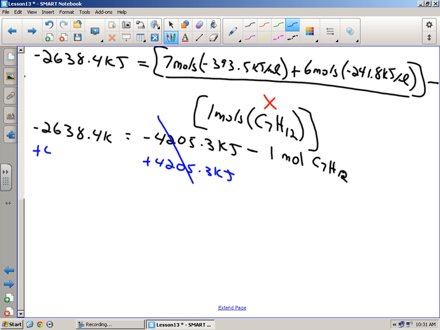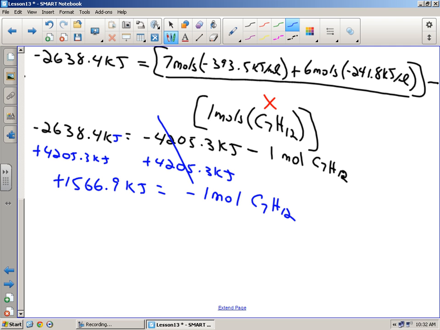And I'm going to move it over to here, 4205.3 kilojoules, right? And when I do that, let's see, 4205.3 minus 2638.4, I get a positive 1566.9 kilojoules, and that's for a negative 1 mole of C7H12. Yes? Don't forget there is a minus sign there. It's minus 1 mole of that.